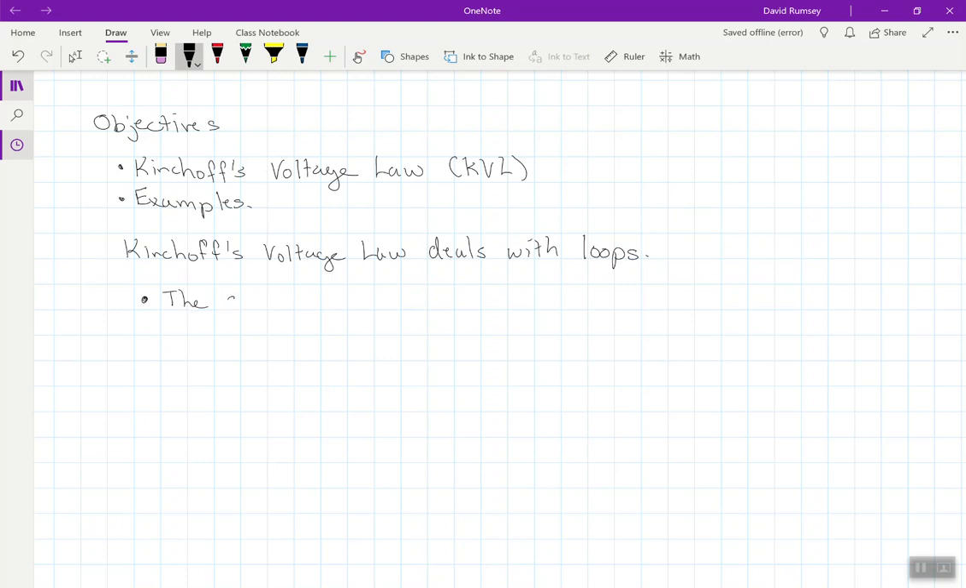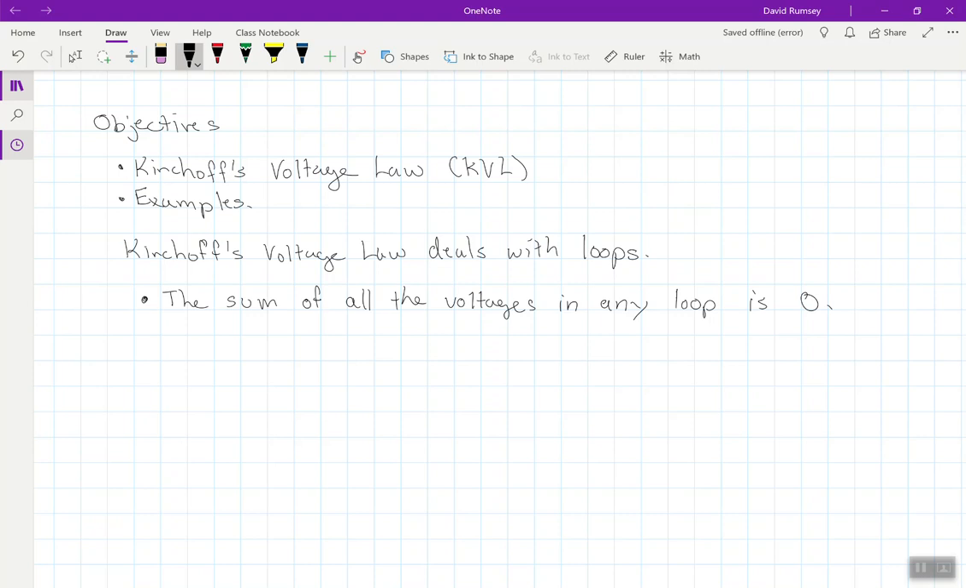Now, Kirchhoff's voltage law, there's really just one version of it, and you might be able to even guess what it is based off of what the KCL is. The actual law here is that the sum of all the voltages in any loop is 0.